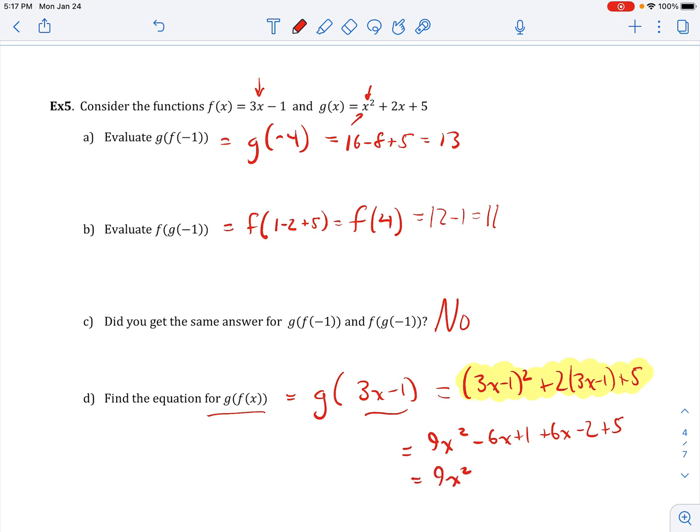9x squared. The 6x's cancel? Well, that's interesting. 6 minus 2 is 4. Plus 4. It's almost a difference of squares, but it's a plus. Okay, I guess that's it.